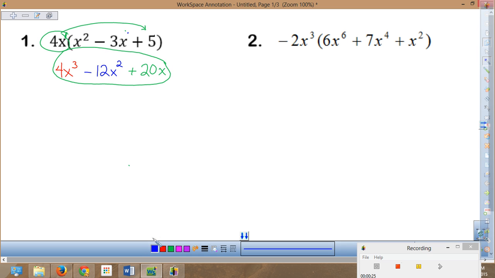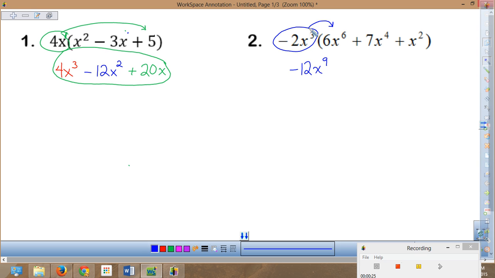Okay. Looking at question 2, it's the exact same type of question. We have a monomial times a trinomial. Notice how we have 3 x's on the outside. That means there'll be 3 more x's than there were inside the parentheses. So we'll take this negative 2x to the third and multiply it to the 6x to the sixth. Negative 2 times 6 is negative 12. And there's 3 more than 6, which means there's 9 x's here.